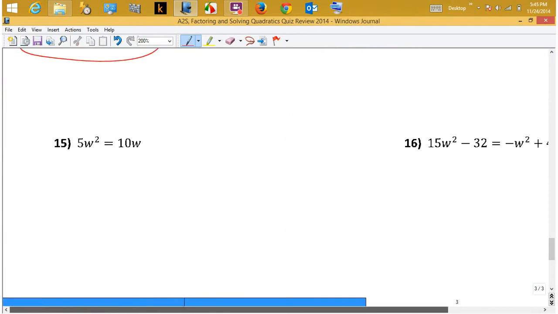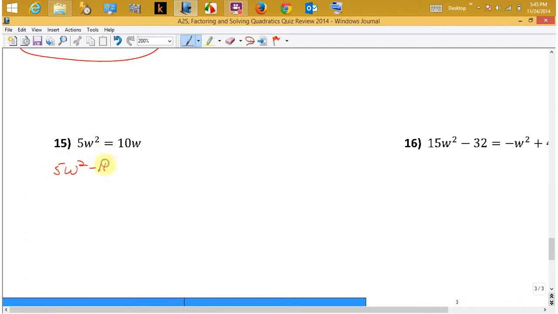Okay, next one. Moving everything to one side, we have 5w squared minus 10w equal to 0, and you can see I can pull a 5w out of that. So if I pull a 5w out, I would get w minus 2 equal to 0. W is equal to 0. W is equal to 2.